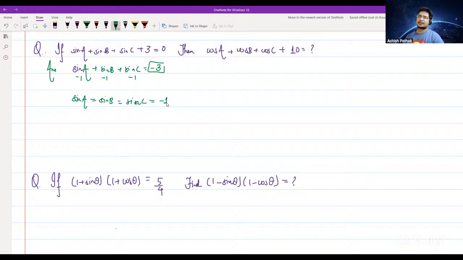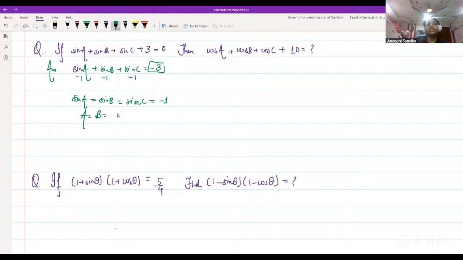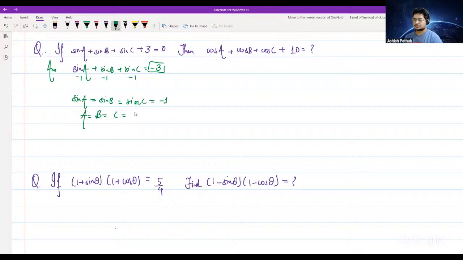Now tell me, at which angle is sine A, sine B, sine C coming as minus 1? It will be 3 pi by 2. Because at pi by 2 you get 1, at pi you get 0, and at 3 pi by 2 you get minus 1. So 3 pi by 2 is what we are getting here.